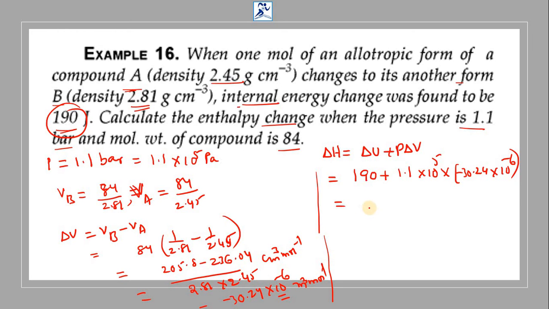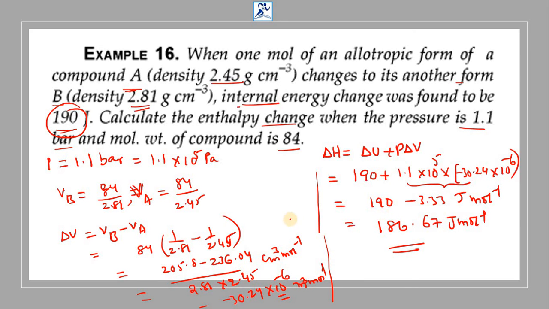So upon simplification, 190 minus, there is a subtraction coming, 3.33 joule per mole. So the entire simplification of this one is 3.33, and that subtraction final answer you will get 186.67 joule per mole. So this is the enthalpy change which is required in the question.